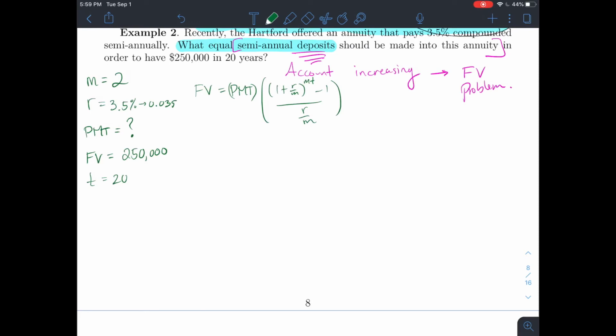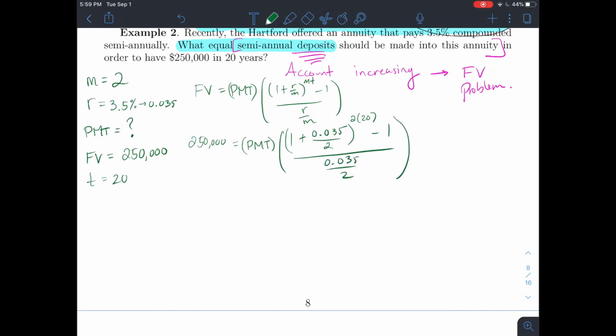Alright, so let's go ahead and plug in our values. 250K. PMT we do not know. 1 plus 0.035 over 2, and that's going to be raised to the 2 times 20, minus 1, all over 0.035 over 2. Just like before, this looks like a very scary, nasty formula, but just follow the order of operations and simplify as best as you can.